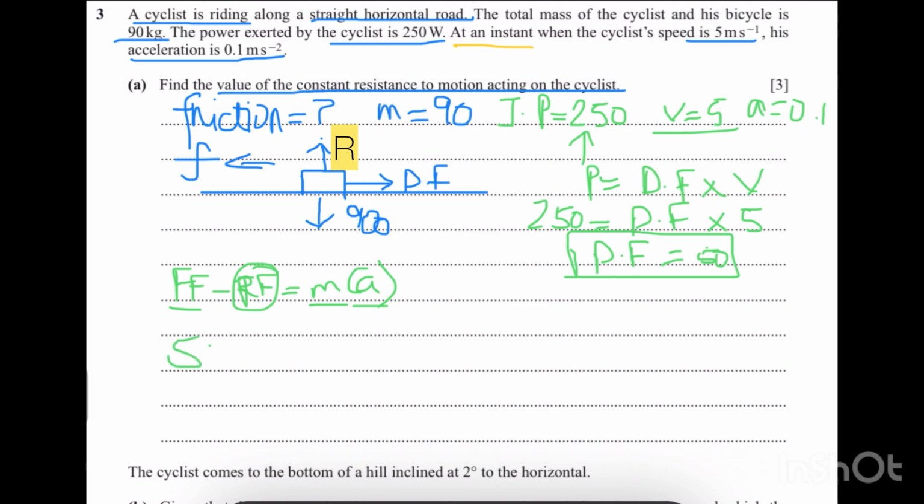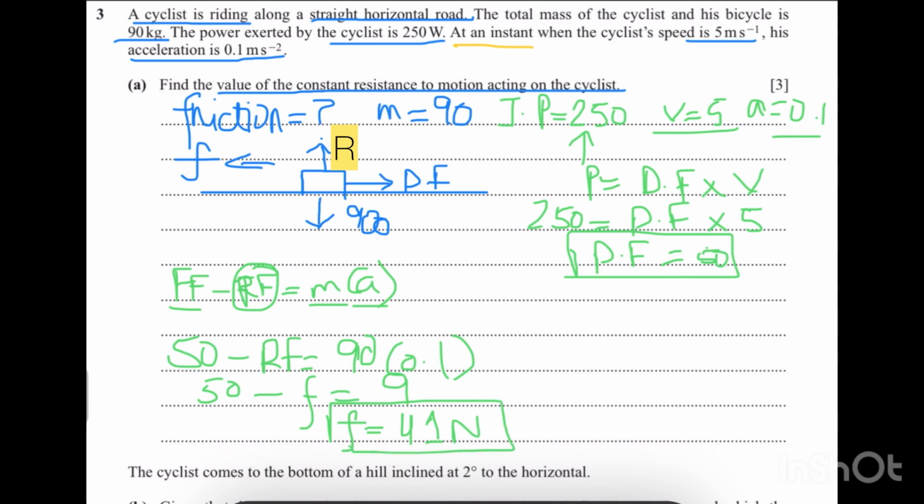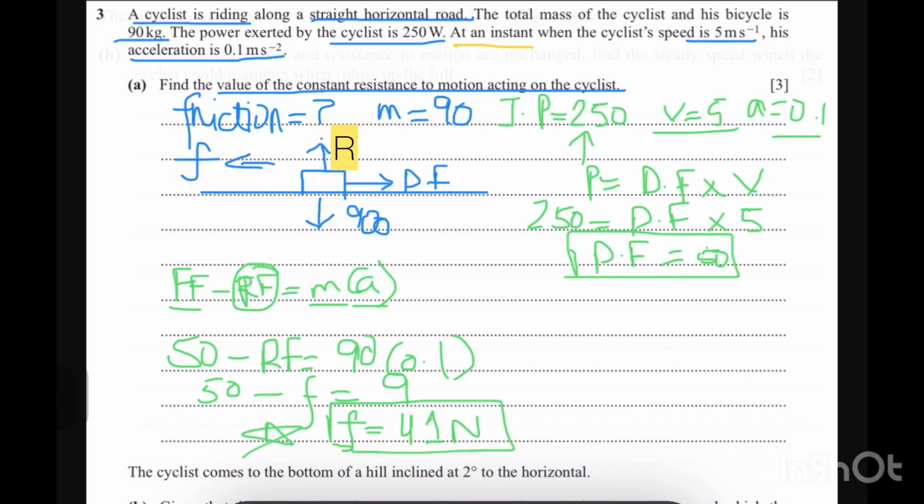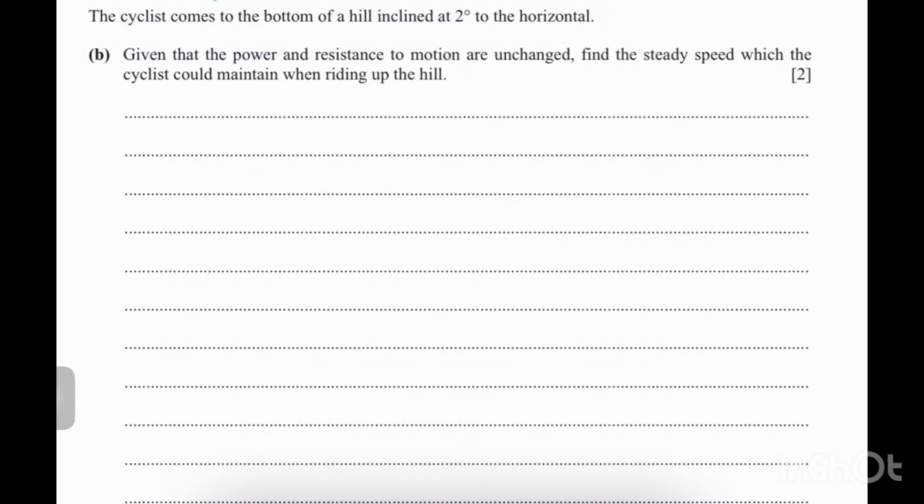Forward force is 50 minus resistive force is equal to 90, which is the mass, times 0.1, which was the acceleration, which means 50 minus the friction is equal to 9. That means friction is 50 minus 9, which is 41. So that means that the resistance to motion is 41, which we have found out. So moving on to part number 2.